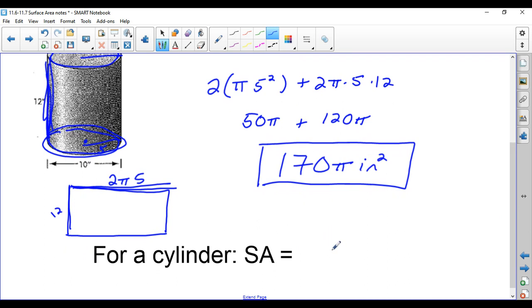So for a cylinder, our formula is 2 times the base area, so 2 pi r squared, plus that lateral area is 2 pi r h. And you can see that in the rectangle again.